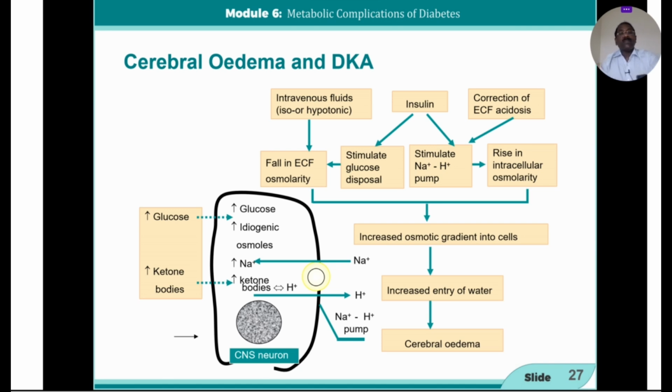So this is the chart of the cerebral edema. IV fluids, isotonic or hypotonic, insulin, correction of the ECF acidosis. So the fall in the ECF osmolarity stimulates the glucose disposal, etc. Finally, these people will die because of the cerebral edema in the DKA situation. There will be an increased osmotic gradient into the cells, increased entry of water, and finally cerebral edema.